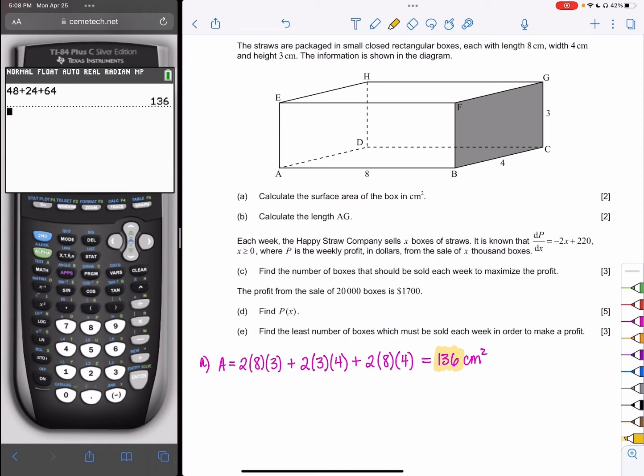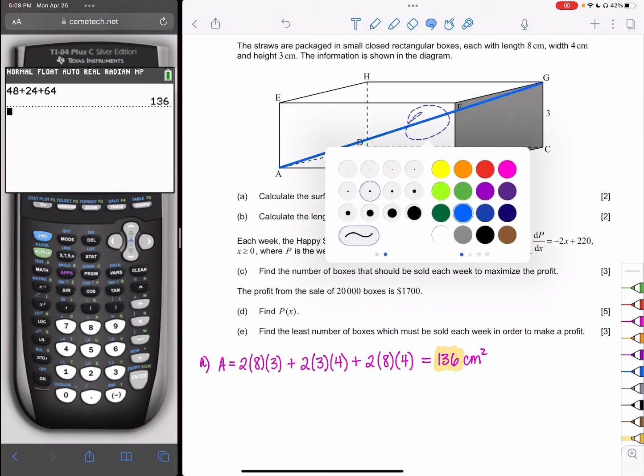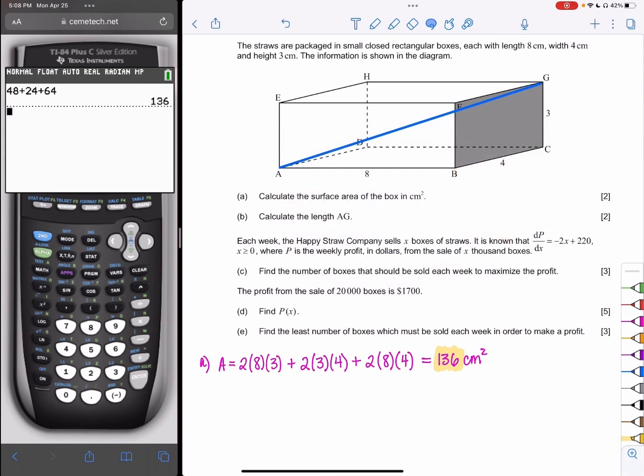Next, it says calculate the length of AG. So from A to G here, that is my line here. And let me make that a little thicker. All right, so from A to G, that is that line there. So in order for me to calculate how long A to G is, I would have to use my Pythagorean theorem here in order to figure out this amount. So what I would need to do here is I'm going to create a right triangle.